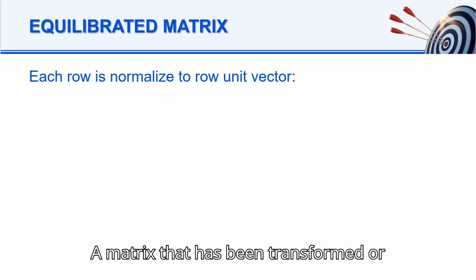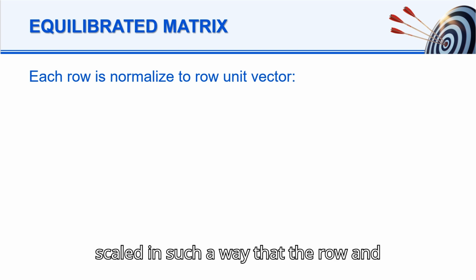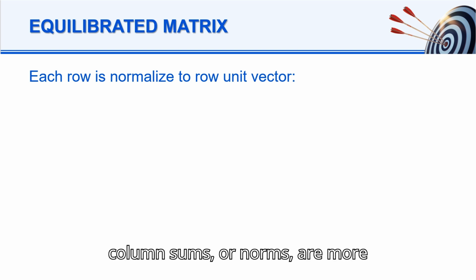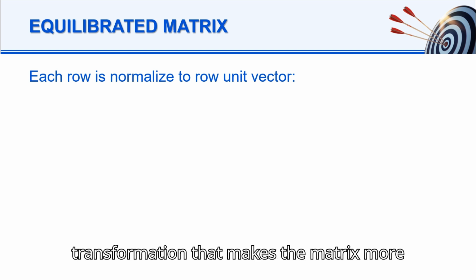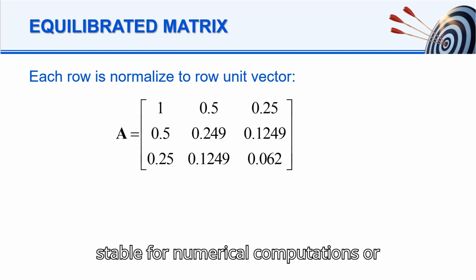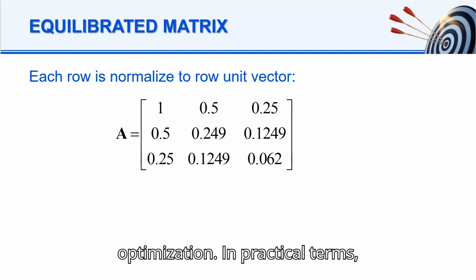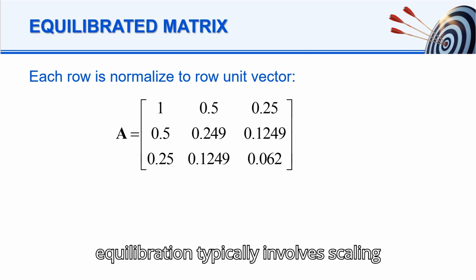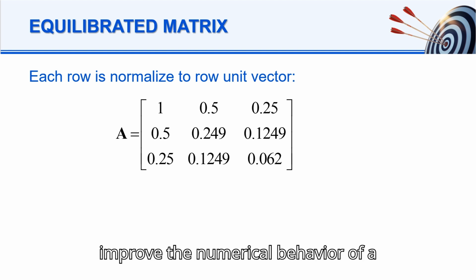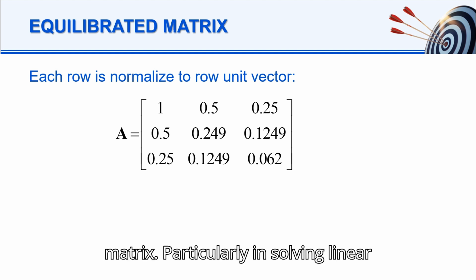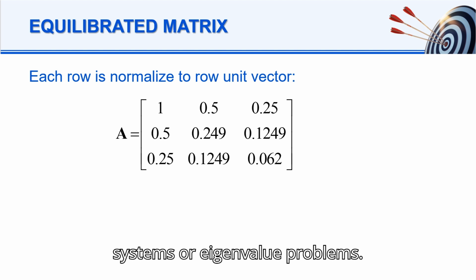A matrix can be transformed or scaled in such a way that the row and column sums, or norms, are more balanced, or equilibrated. This can be done by applying a scaling transformation that makes the matrix more stable for numerical computations or optimization. In practical terms, equilibration typically involves scaling the rows and/or columns of a matrix to improve the numerical behavior of a matrix, particularly in solving linear systems or eigenvalue problems.